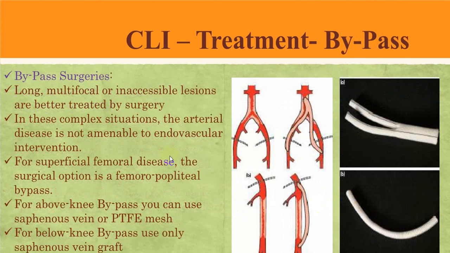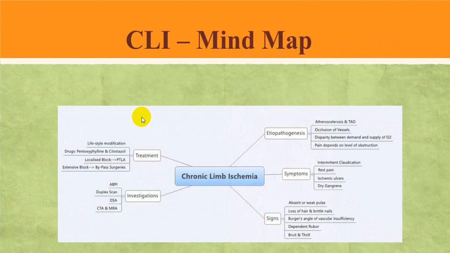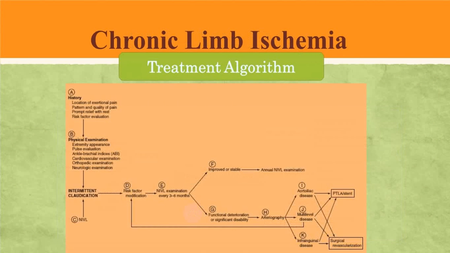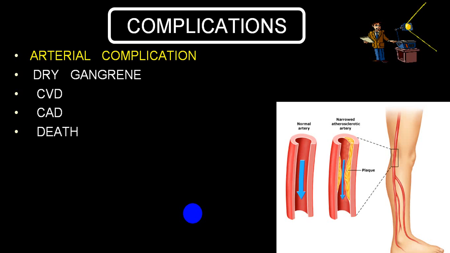You can go for a bypass, and you have got a lot of different types of stents available. These are long stents and these are stents with two bifurcations. So those are different types. And this is a mind map of etiopathogenesis, symptoms, signs, treatment and investigations, which you can follow in chronic limb ischemia. Chronic limb ischemia and critical.